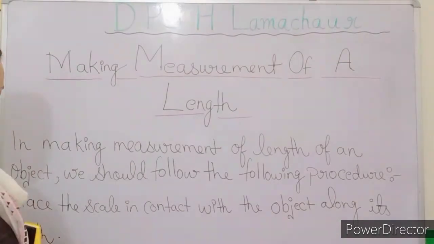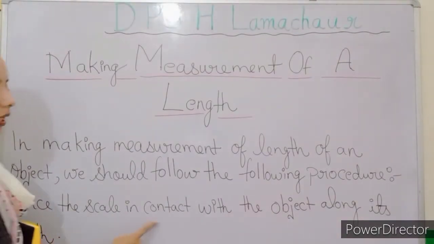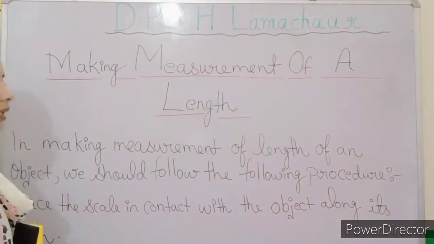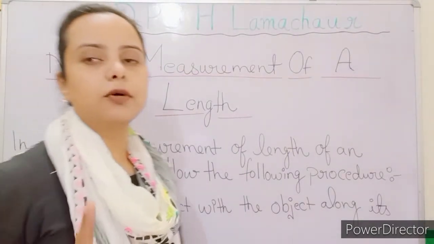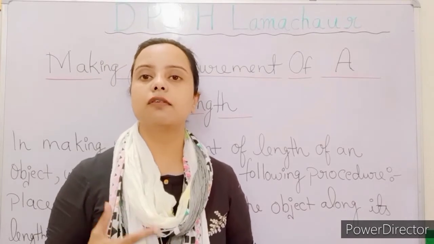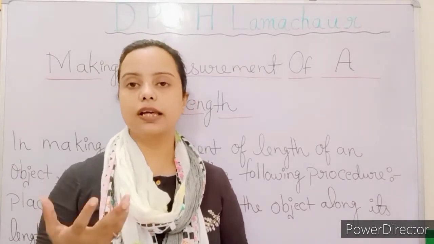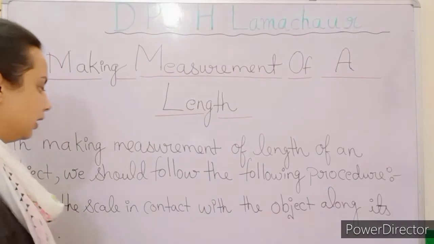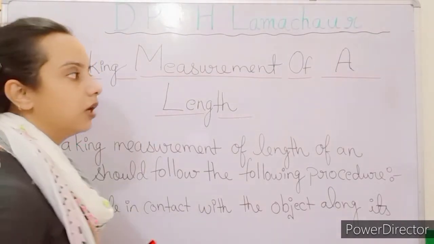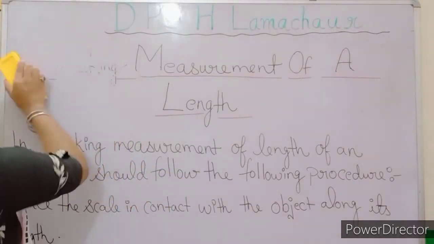The first is to place the scale in contact with the object along its length. So the first procedure, if you want to take the measurement of the length of any object, is to put the scale in contact with that object. How will you do it? Let's see that.